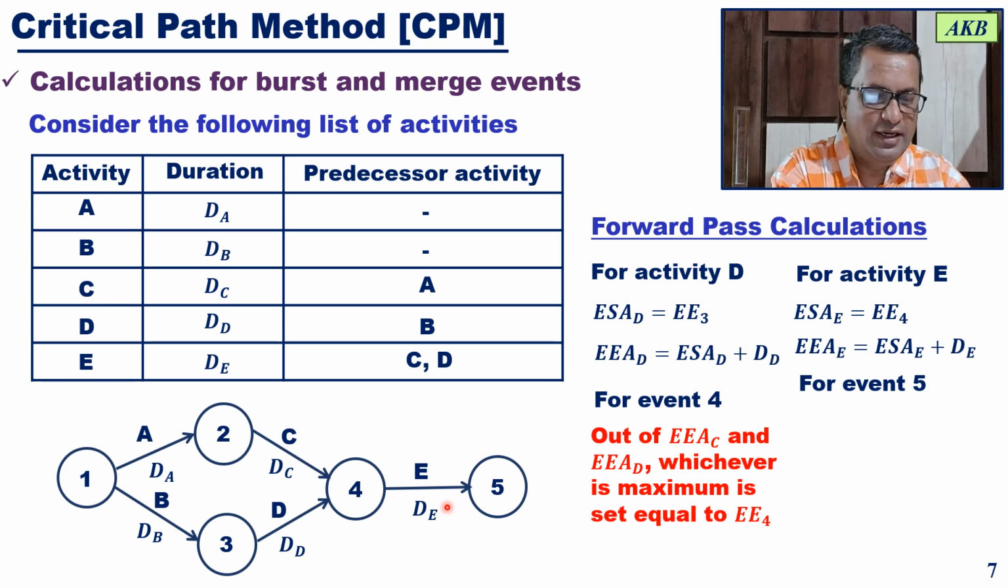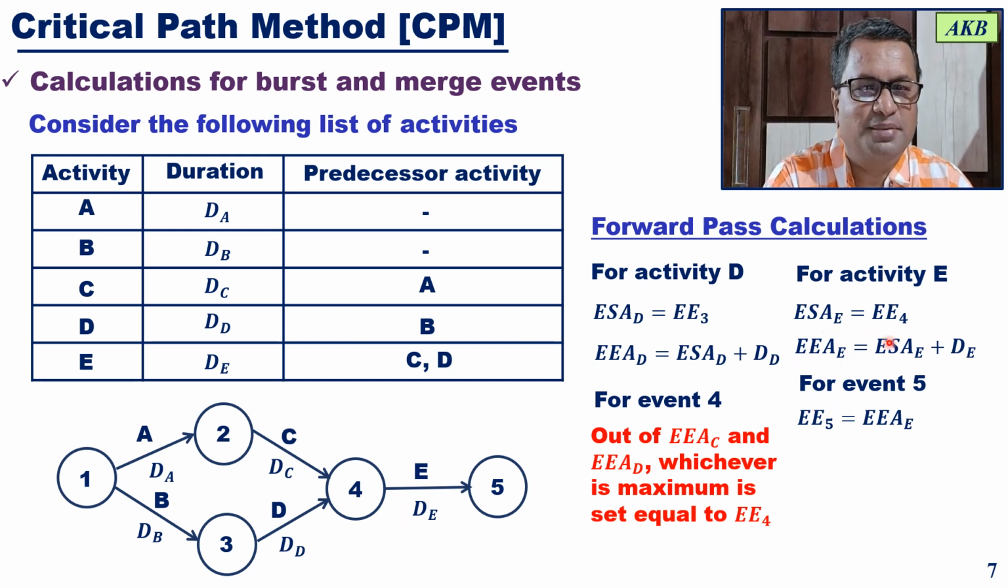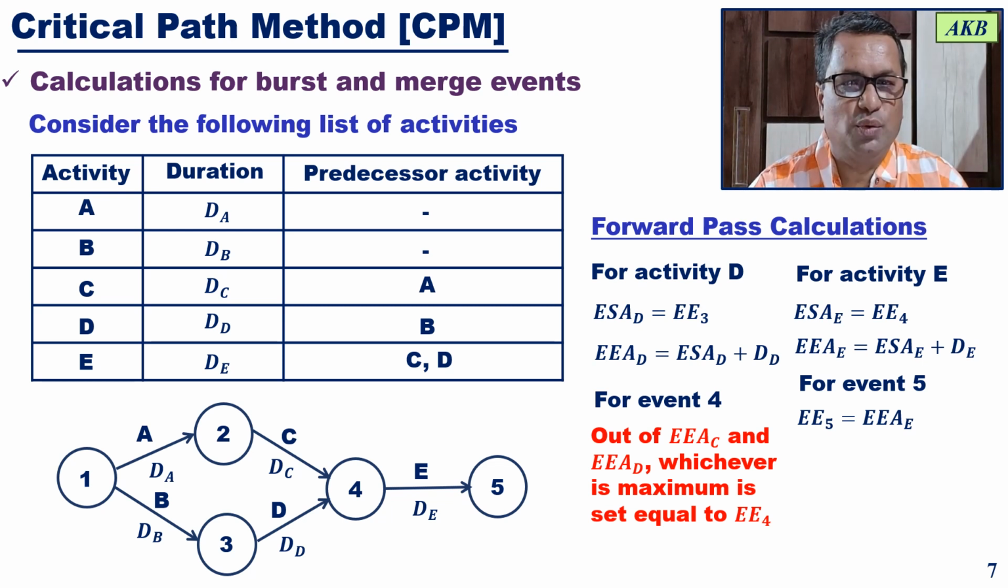And finally, you have event 5, and for event 5, the earliest event time will be equal to the earliest end time for activity A, which has been calculated in the previous step. Once you come to the last event in the network diagram, your forward pass calculations get over.